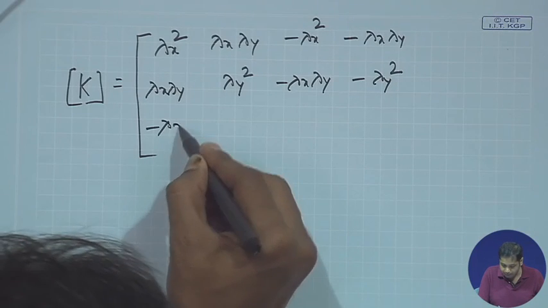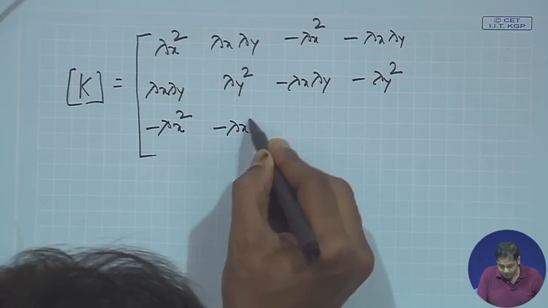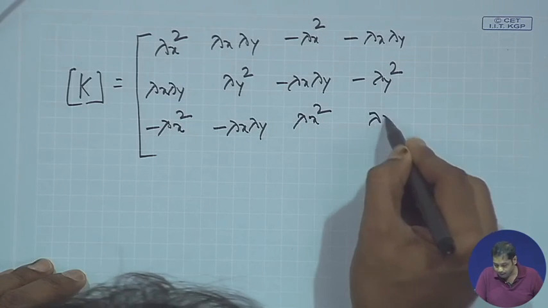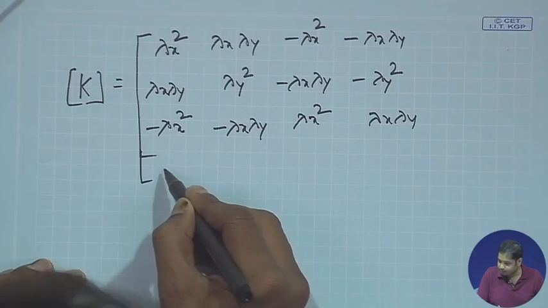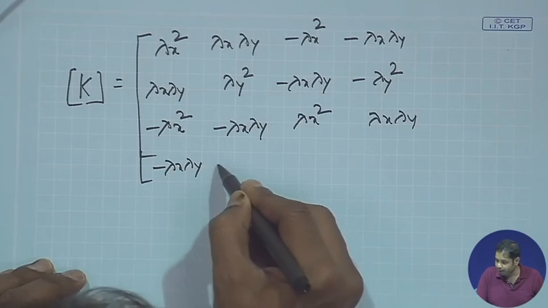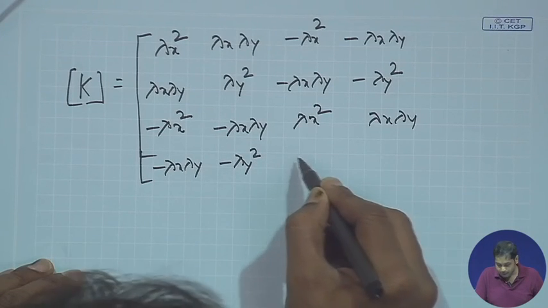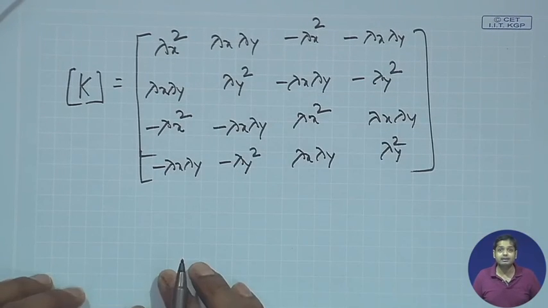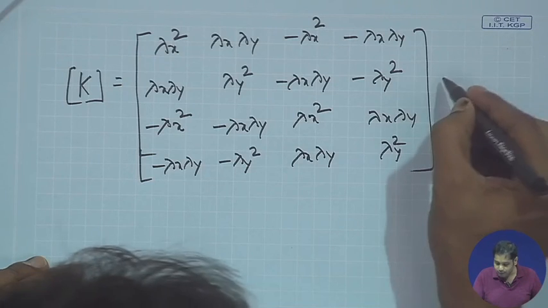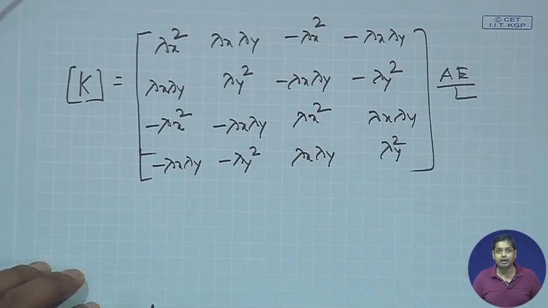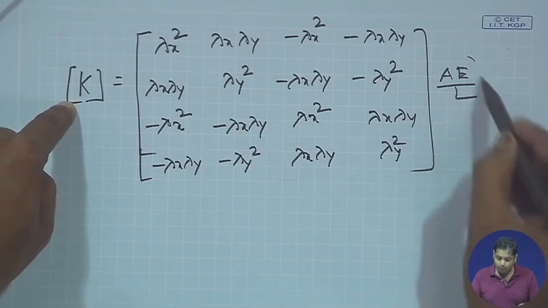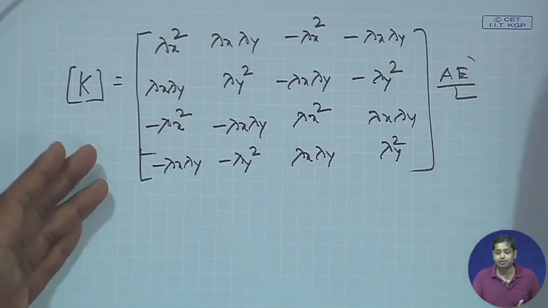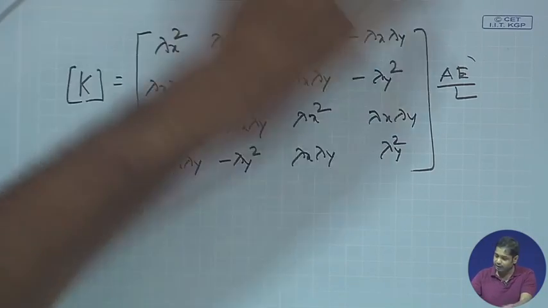This is minus lambda x square, minus lambda x lambda y, lambda x square, and then lambda x lambda y. The final row is minus lambda x lambda y, minus lambda y square, then lambda x lambda y, and lambda y square. You see, this matrix is symmetric. And of course we have another AE by L term. Once you know the properties of this member, in order to get this we only needed the orientation of this member, the angle theta.